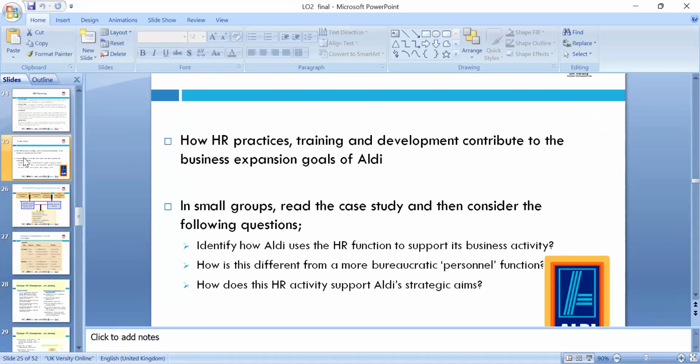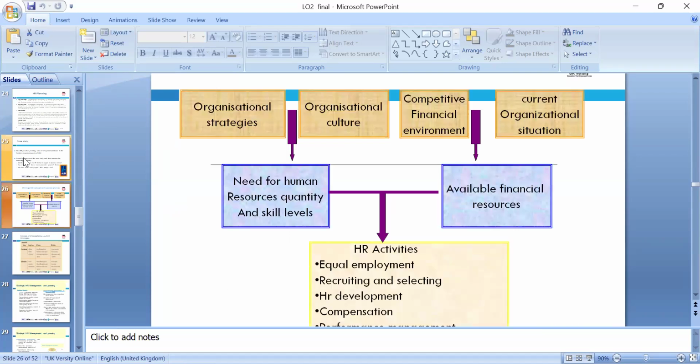Here is an example of Aldi. We can look around and identify how Aldi uses the HR function to support the business activity, different from the bureaucratic personnel function. We can look at Aldi's strategic plan. When we look at what Aldi is doing: the organization strategy, organization culture, competitive financial and environment, and the needs of human resources in light of the HR planning factors and the financial resources. They are looking at all these key points, such as equal opportunities, as we discussed earlier.